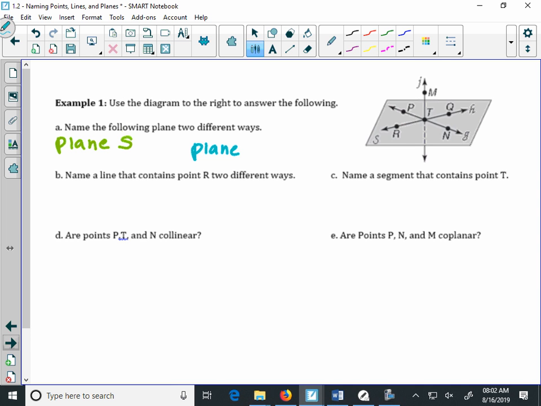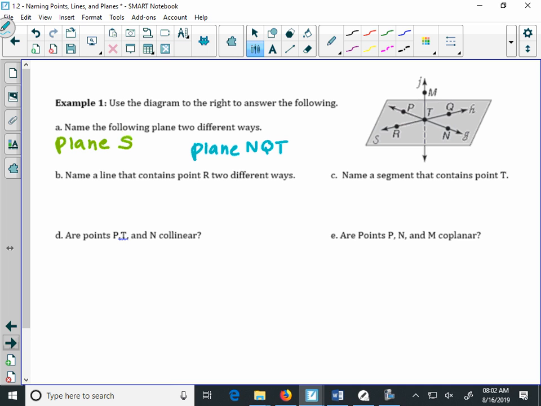So we can use N. We can use Q. What else can we use? T. Okay. It's okay for 2 of them to be on the same line. T and Q can be on the same line. T and N can be on the same line. They all 3 can't be on the same line. So we can say N, Q, T.